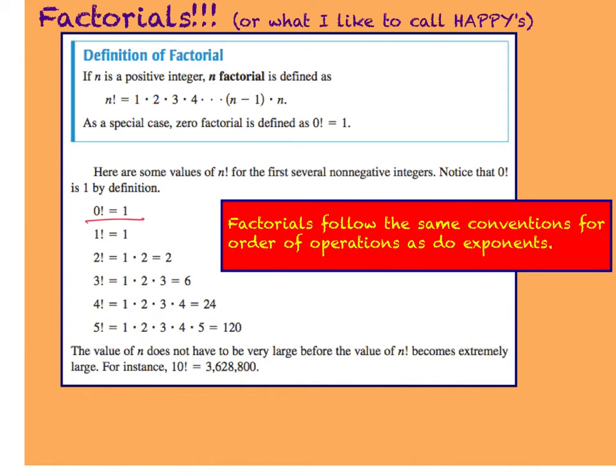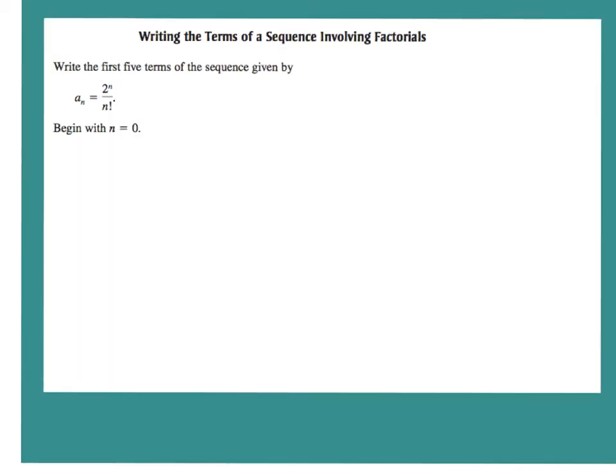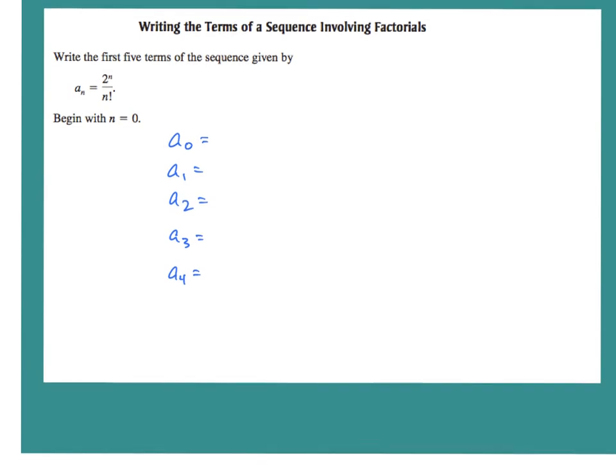Kind of like 3 to the power of 0. Anything raised to the power of 0 is 1. So it kind of works like that. All right, so we're going to write the first 5 terms of this sequence, beginning with n equals 0. So I need to find a sub 0, a sub 1, a sub 2, a sub 3, and a sub 4. Why do I not need to go to a sub 5? Because I start at 0 on this one.